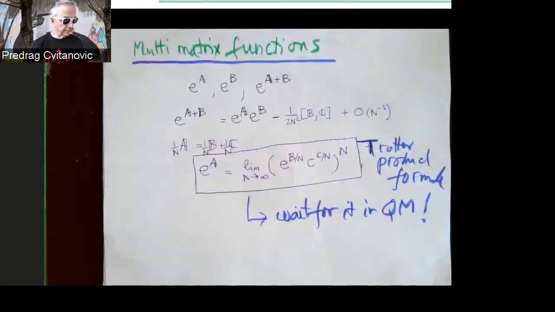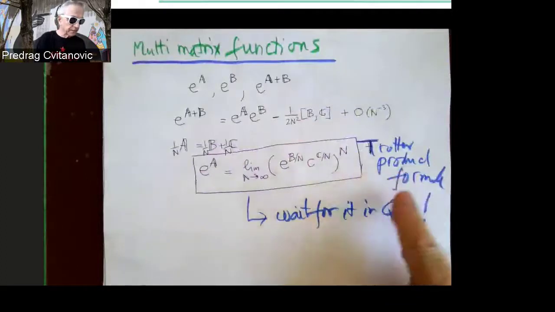This formula is very useful. We'll use it to understand how quantum mechanics works very soon. It has a name, it's called the Trotter product formula.